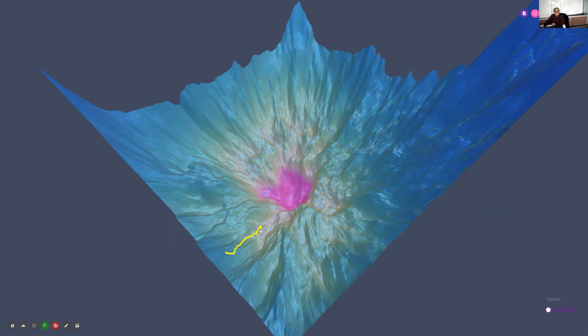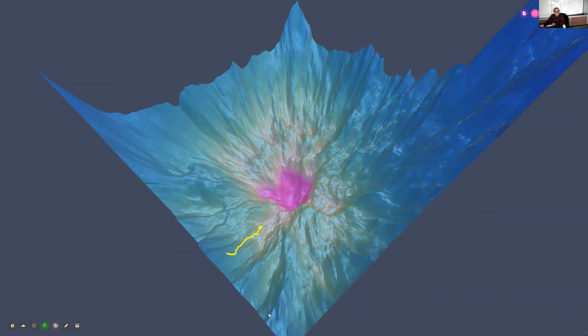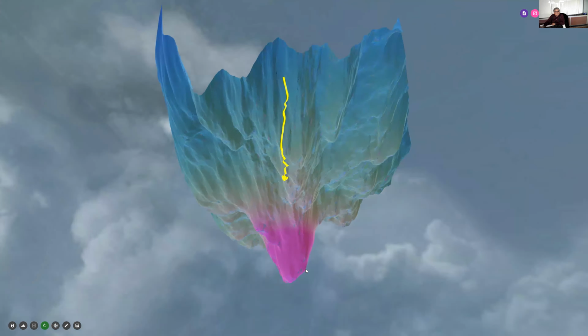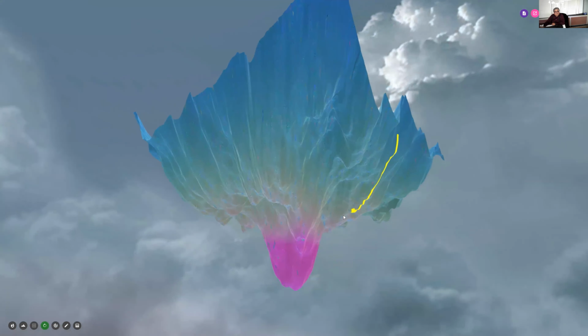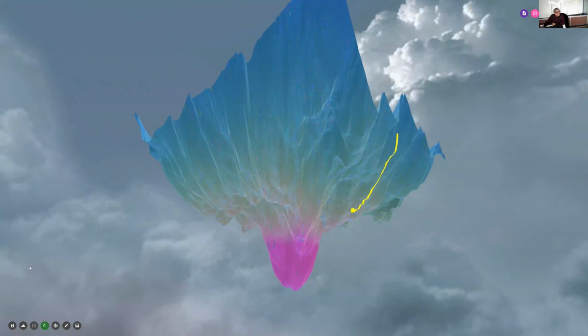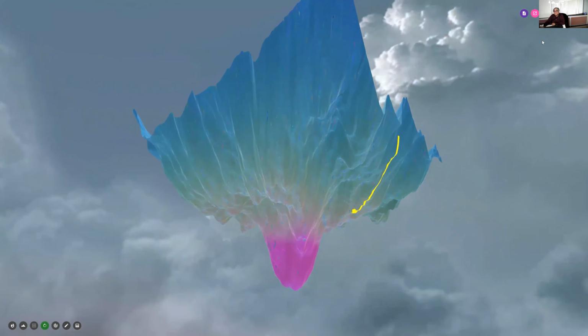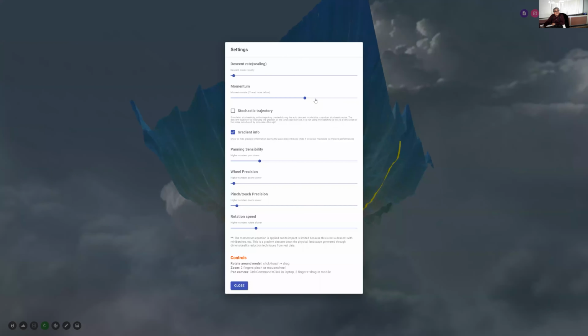What happens? Do you notice that it went further? This time around, it went a little bit further, but unfortunately, it still got stuck. Maybe some more momentum. Let's try that.